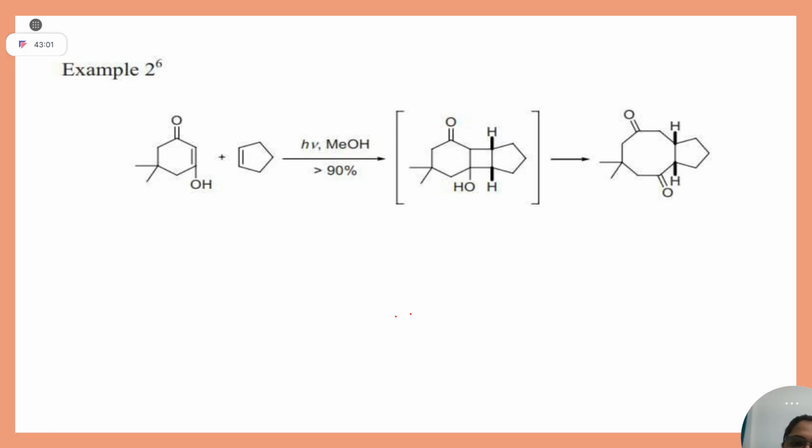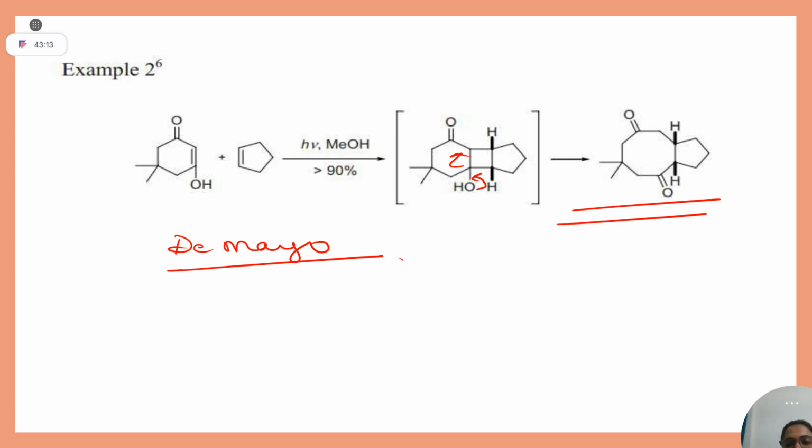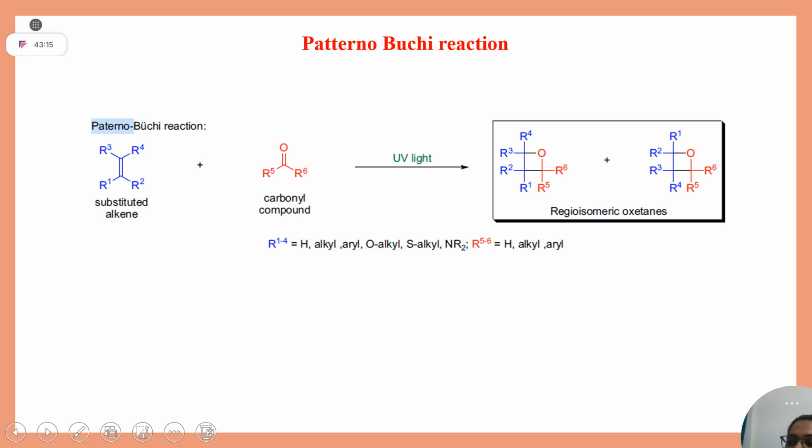Let me write also. Example for retro-aldol reaction. Now this oxygen lone pair will shift here, this bond will break and you will get this. Clear? Very good. So next reaction is your Paterno-Buchi reaction.